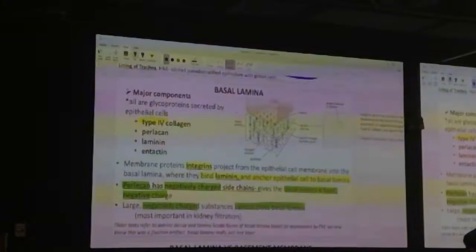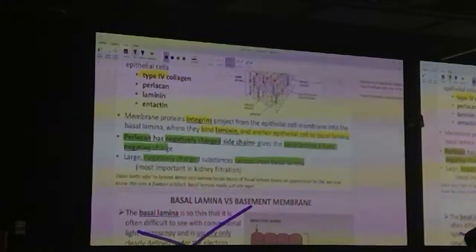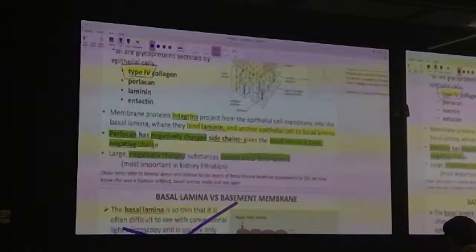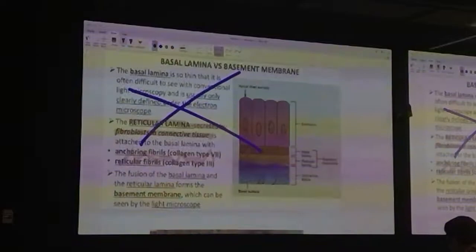Okay. Oh, just know that the basal lamina is negatively charged. And that it's made of type 4 collagen. I think this is outdated.